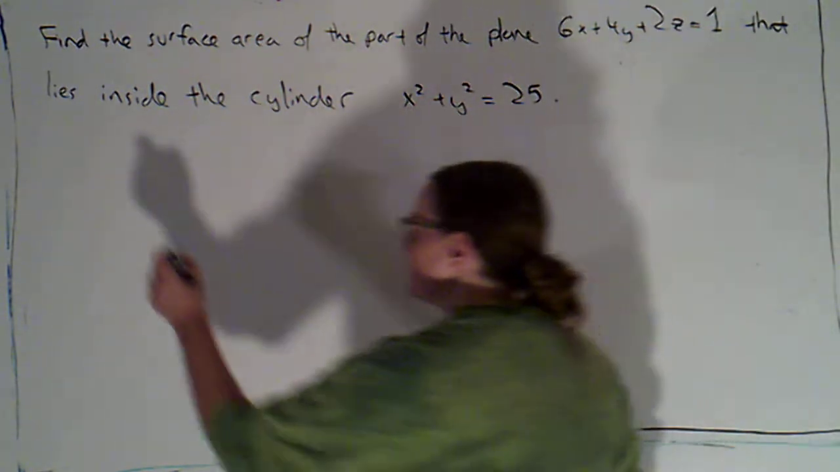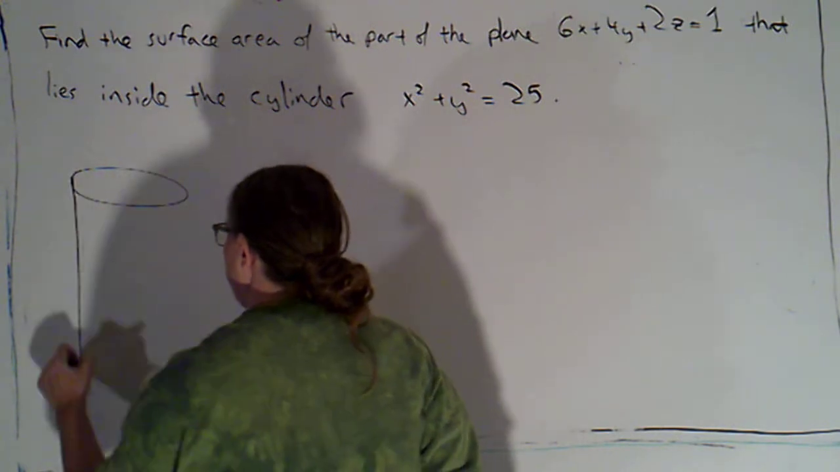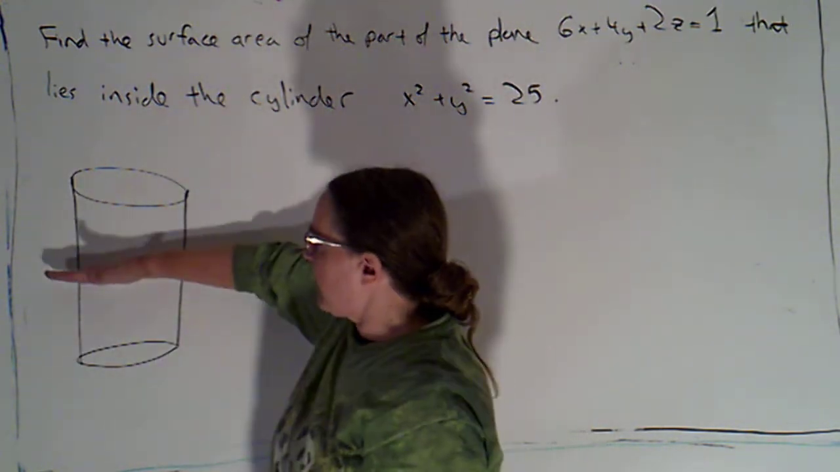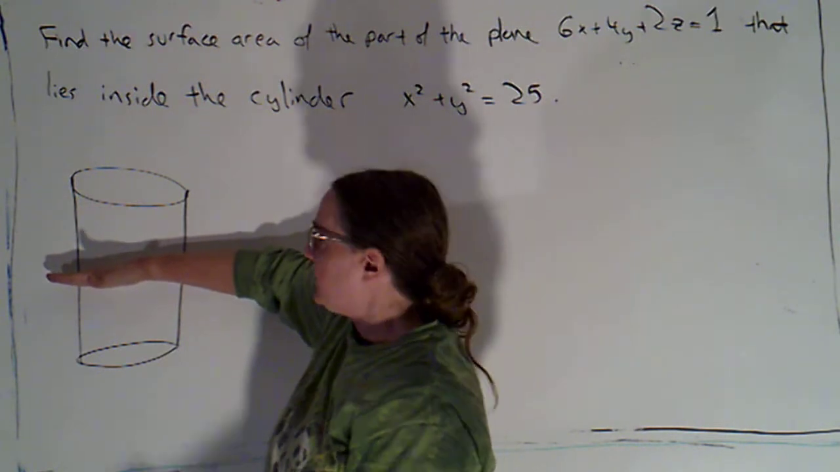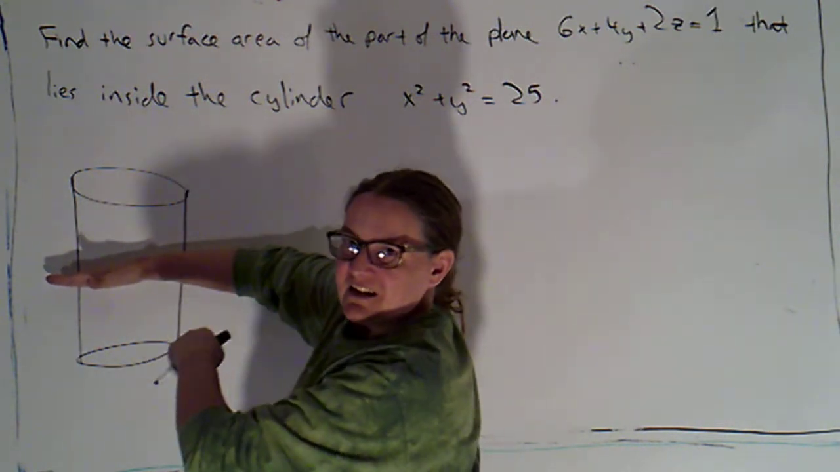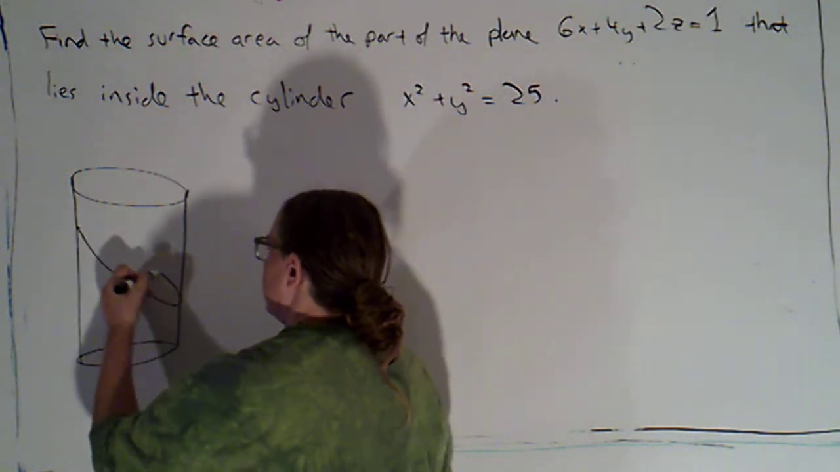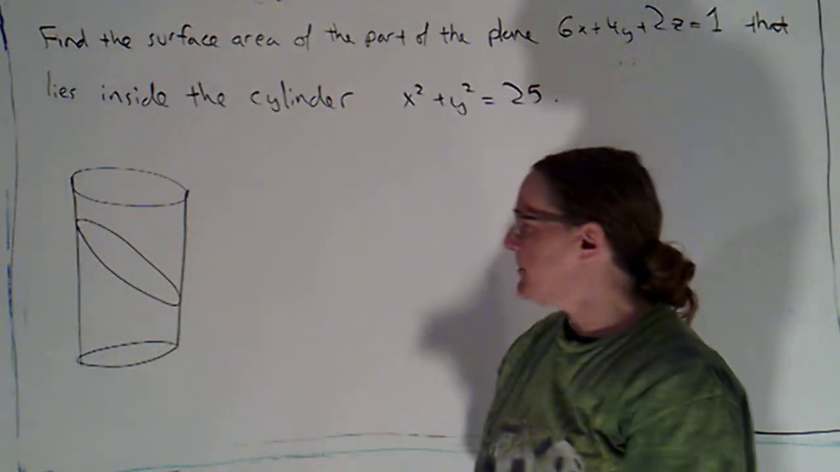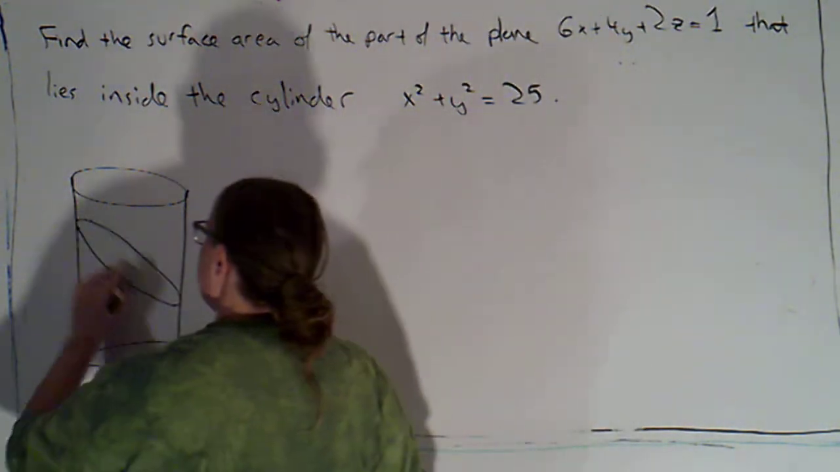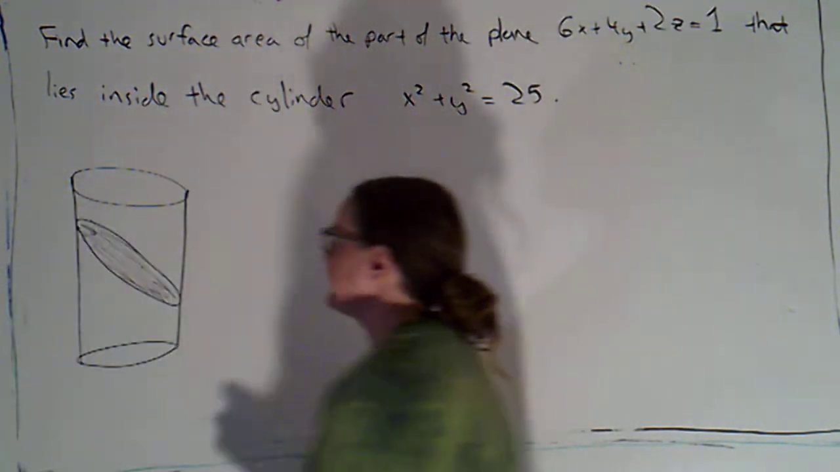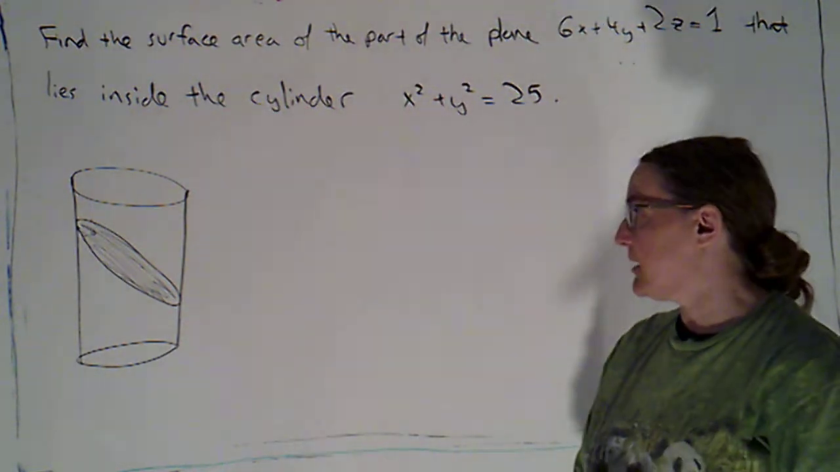Okay. So to just visualize what's going on, if I have my cylinder and I intersected it with a plane that was parallel to the xy plane, I'd just get a disk. But if my plane is slanted, I'm going to get something that's more elliptic, and we're looking for the area of that section of the plane that we have.